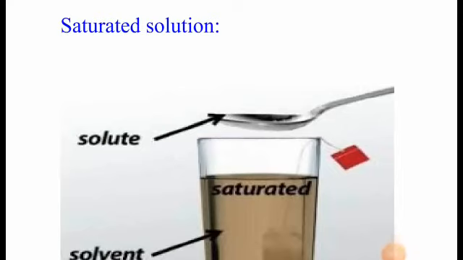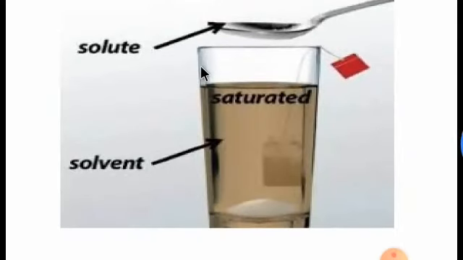Solution can be classified into three types: saturated solution, unsaturated solution and supersaturated solution. First we will see about saturated solution. It is a solution where no more of the solute can be dissolved.